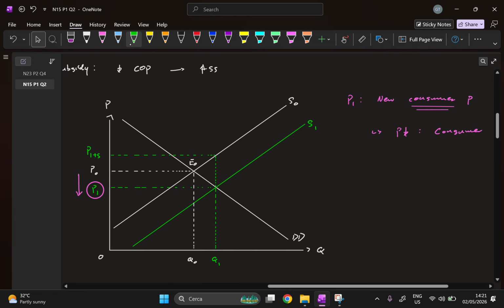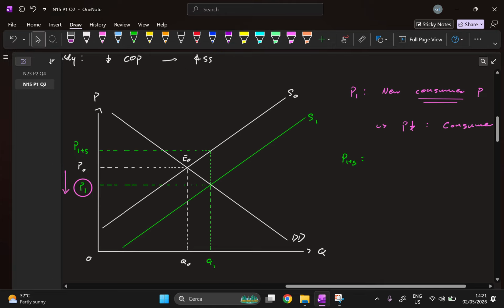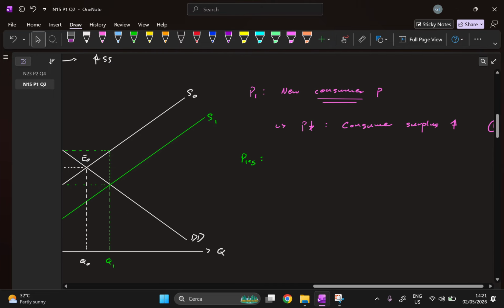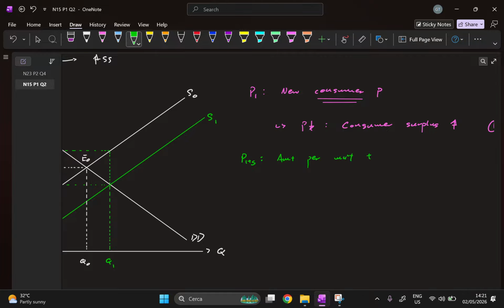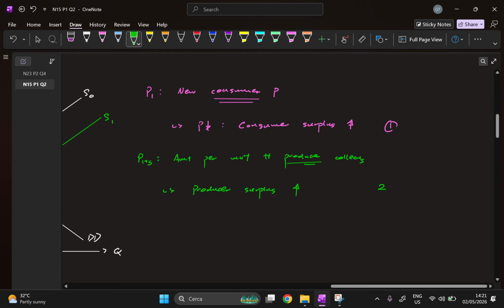Next, P1 plus S here. Okay, this is a very, very common point of confusion. P1 plus S is the amount per unit that the producer collects. So therefore, this means that my producer surplus increases or decreases? It also increases. This is the second effect of a subsidy.